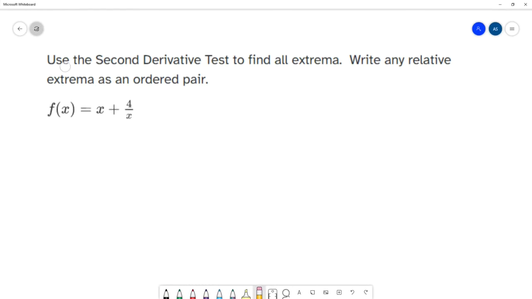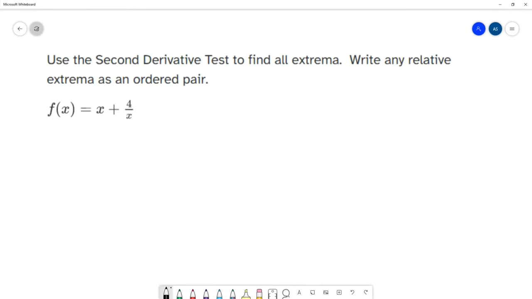So for this question, we want to use the second derivative test to find all extrema. We're going to write any relative extrema as an ordered pair. So we have the function f of x equals x plus 4 over x, and we're interested in finding the relative extrema using the second derivative test.